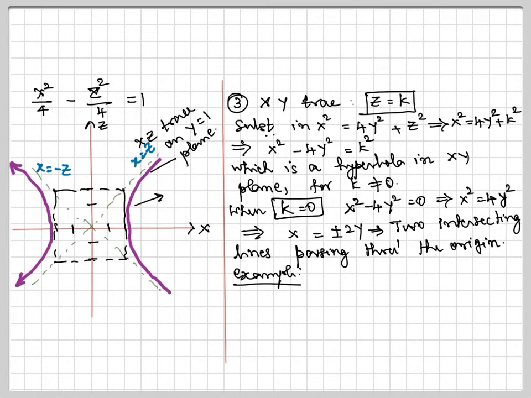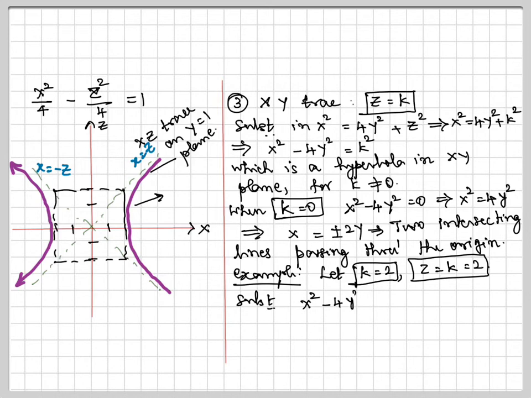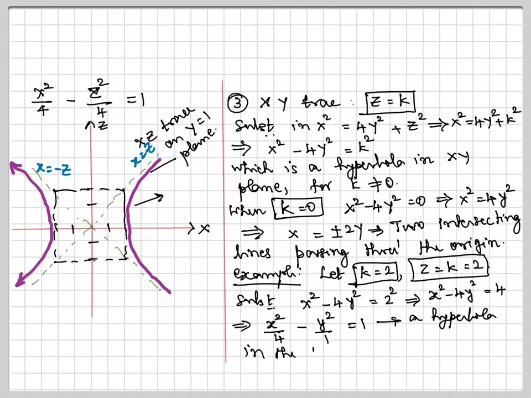Now let's take an example and give a value for k. Let k be equal to 2 again. Let z equal k equal to 2. So we are looking at a plane parallel to the xy plane, a horizontal plane at a distance 2 from the xy plane. If you substitute that into the original, you get x squared minus 4y squared equals 4. By dividing the entire thing by 4, you get x squared over 4 minus y squared over 1 equals 1, which is a hyperbola intersecting the x-axis at 2 and negative 2.